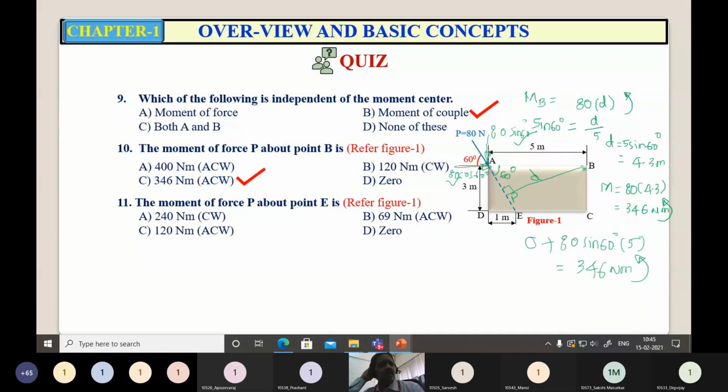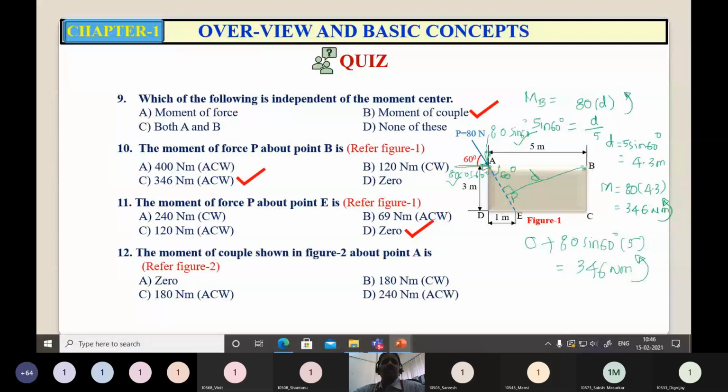Then the moment of force P in the same figure, figure 1, about point E is zero. Why is it zero? The line of action of this 80 Newton force is passing through point E. So the perpendicular distance is 0, therefore the moment is 0.